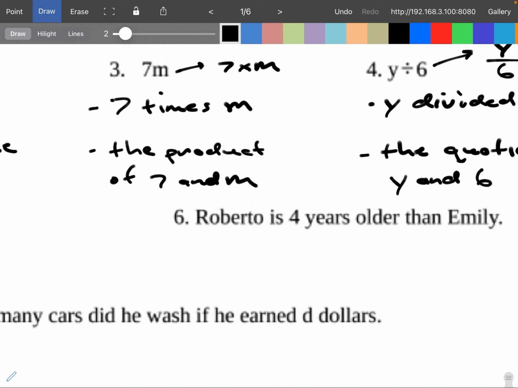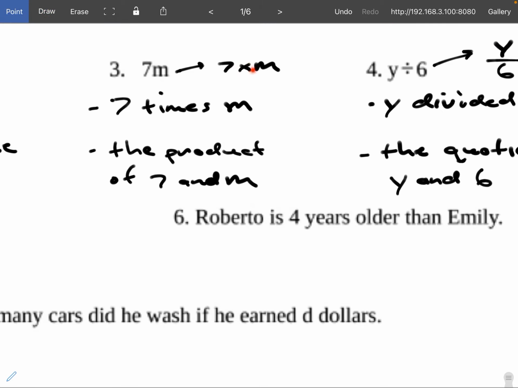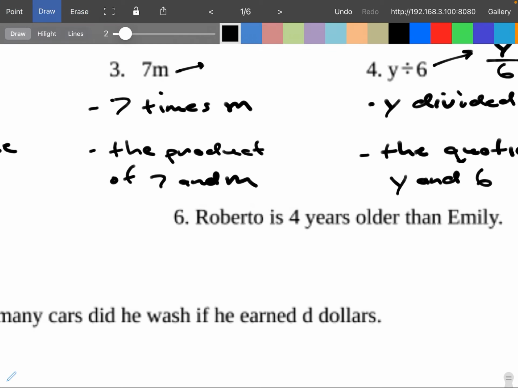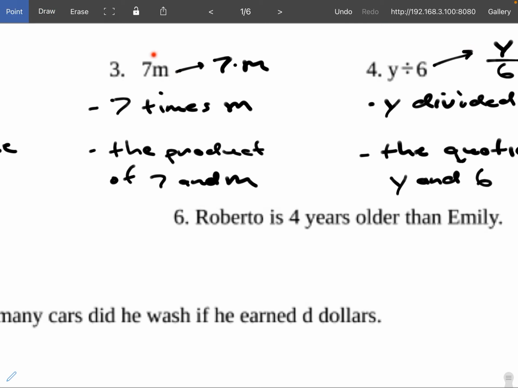Yeah, it looks like the times symbol right there. That ends up looking like x, right? So that looks like 7xm. That's why we don't use that. Now, some people will still use a little dot, like 7 times m like that. That's okay. But usually we'll just write it like we did right here. If I write 7m, then that's implied that there's a multiplication between the 7 and the m. All right? So let's keep going.